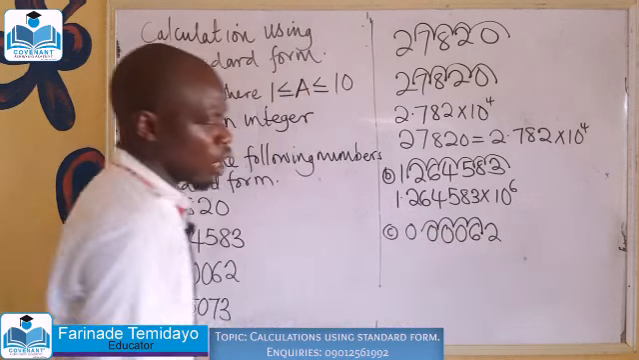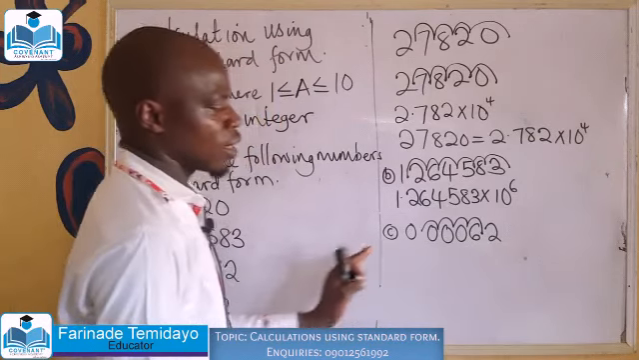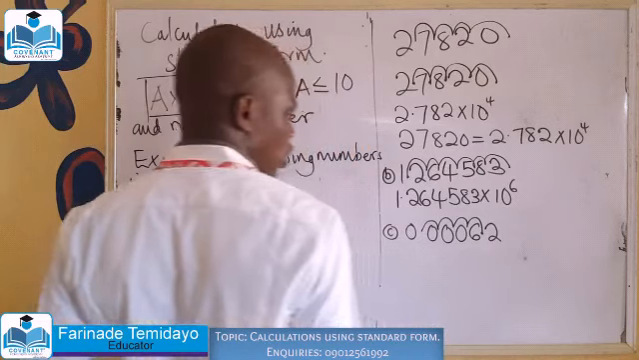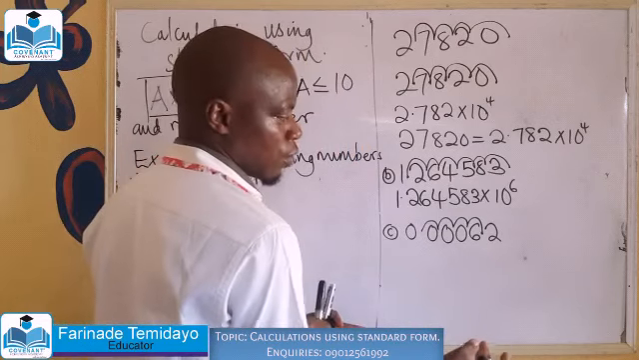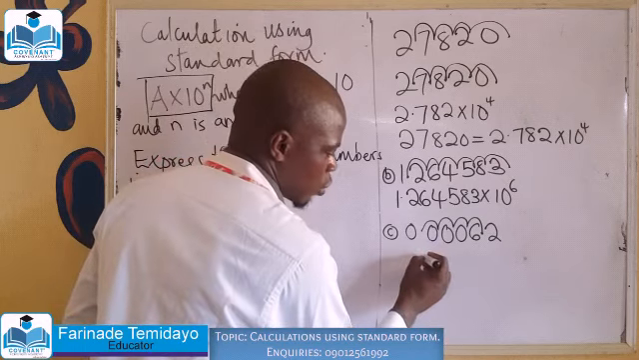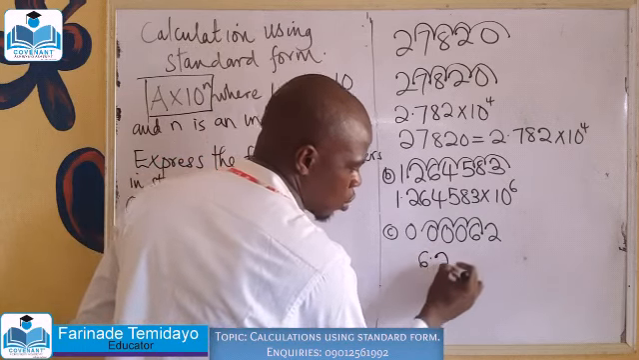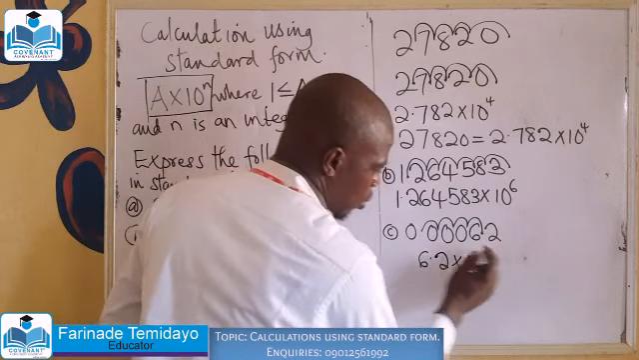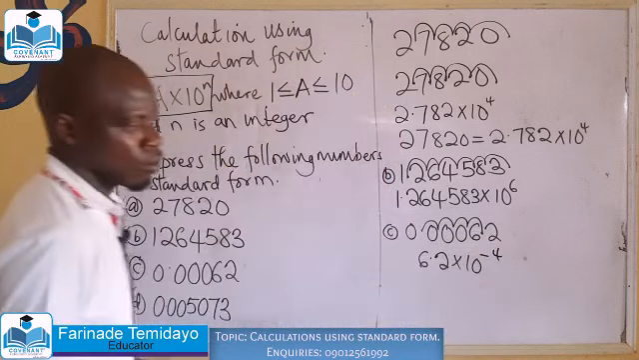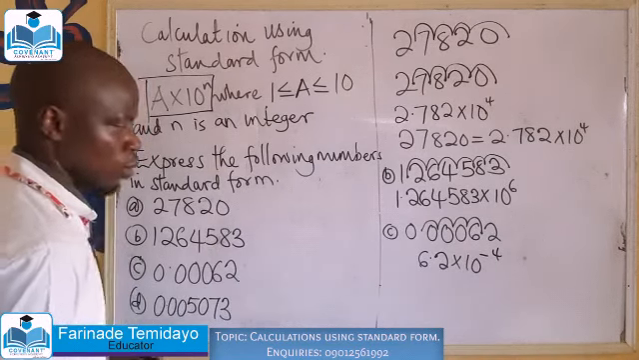Now remember that you are dealing with a number lesser than 1. When you are moving your decimal point from left to right, you are having a negative integer. From left to right is a negative integer. So this number is going to be 6.2 times 10 raised to the power minus, how many times? 1, 2, 3, 4. Minus 4.